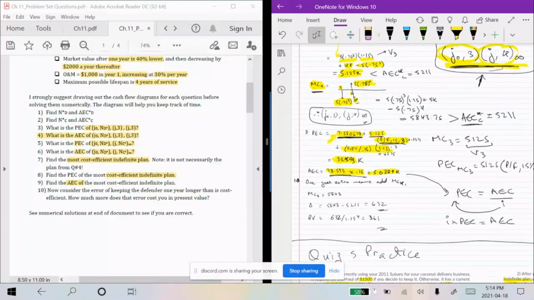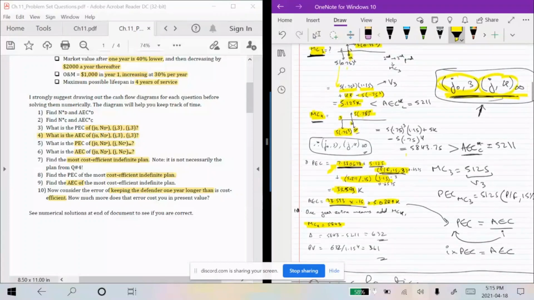Now the final question asks us, what is the error of keeping the defender 1 year longer than is cost efficient? So we found out that keeping the defender 3 years was the most cost efficient thing, right? They're asking, what is the error? How much money would we lose if we would keep the defender for 4 years instead of 3 years? And we found out that the cost of keeping the defender for the 4th year alone, the MC4, we found that here.